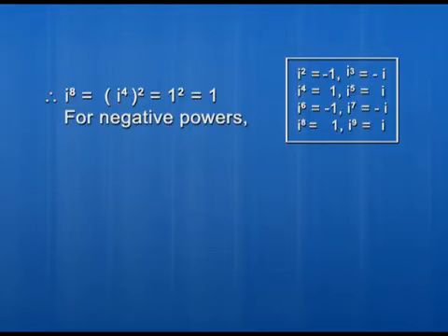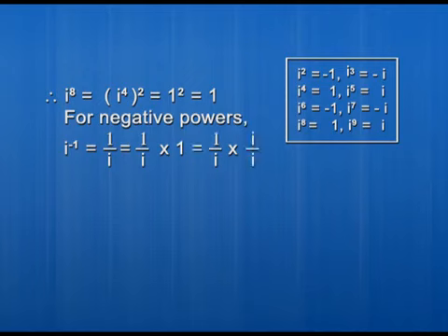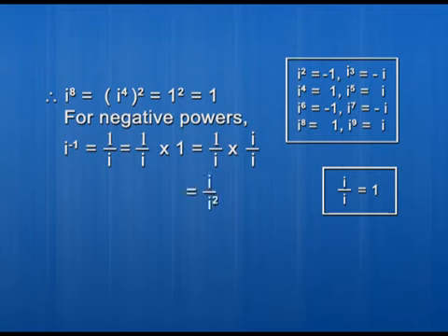Now let us see what will be the values of powers of i for negative powers. For example, if I take the power as -1, then i to the power -1 can be written as 1 upon i. It can further be written as the product of 1 upon i with 1. Now, 1 can further be written as i upon i. So, we replace 1 with i upon i, which gives us i upon i², and substituting the value of i², we get i upon -1, which finally gives -i. It means that the value of i to the power -1 is -i.